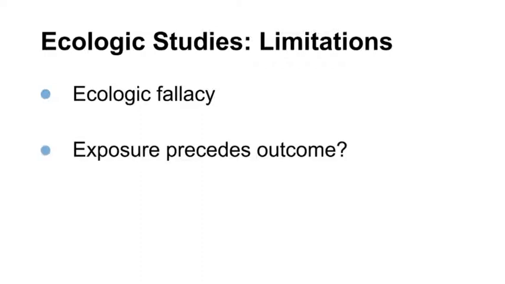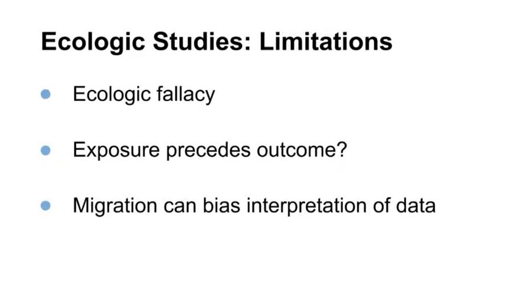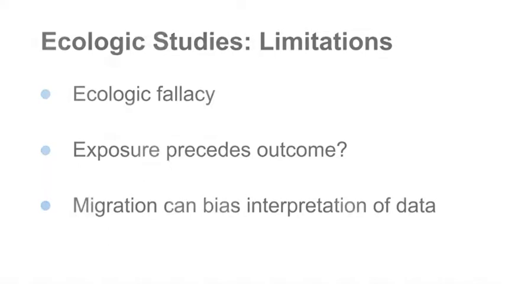Now we will discuss limitations of the ecologic study design. We have already discussed the ecologic fallacy earlier in this segment. The ecologic fallacy refers to concluding that association at a group or aggregate level are true at the individual level when they may not be. Another limitation of ecologic studies is that we cannot be confident that exposure preceded the outcome. Lastly, another limitation of ecologic studies is that we do not know what happens to individual people. Thus, migration into and out of communities can bias the interpretation of ecologic studies.